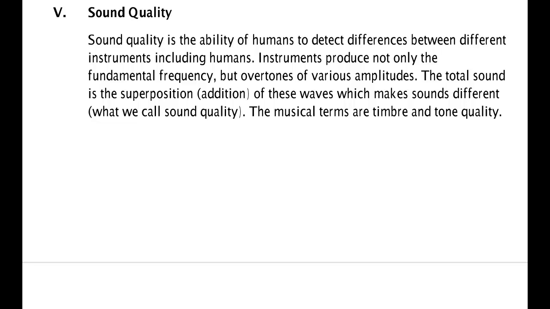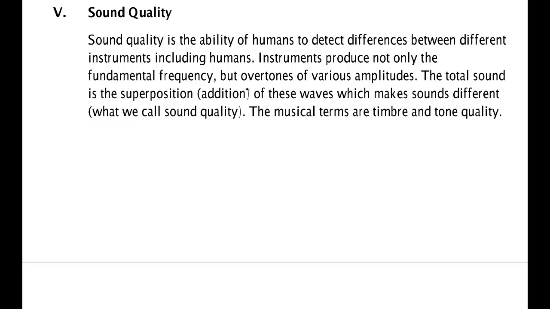In this short video, we discuss the concept of sound quality. Sound quality is the ability of humans to detect differences between different instruments, including instruments of the human voice. So if you hear one person speak or sing, you can tell the difference between that person singing and, for instance, your parents singing. Why?